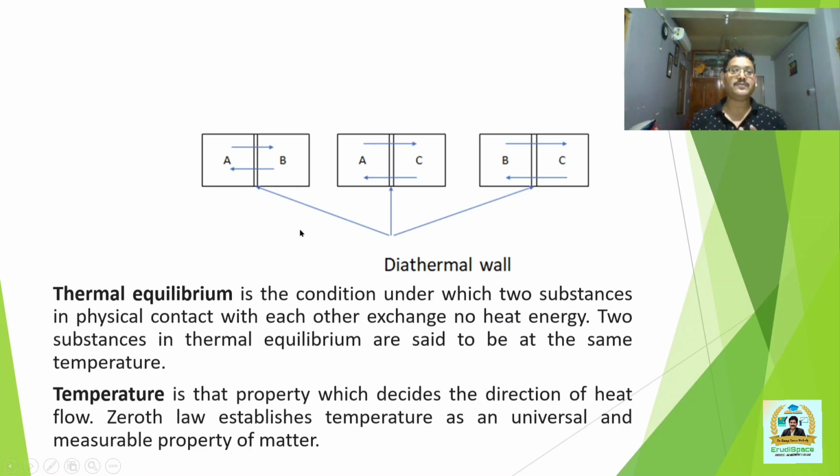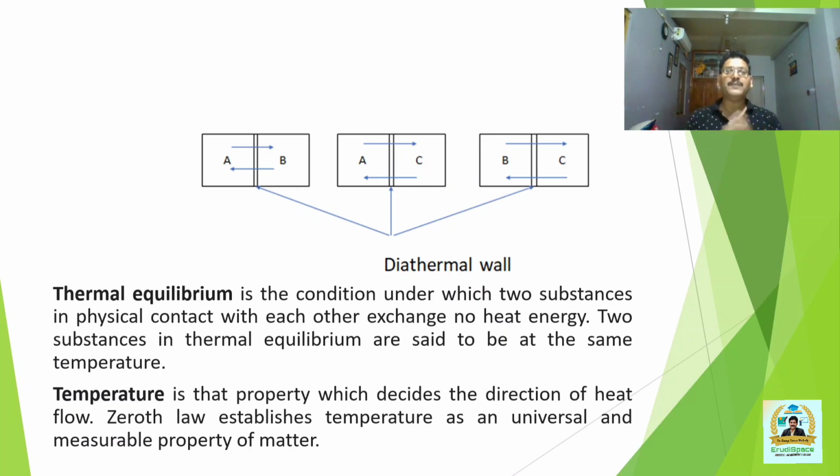Now, what is thermal equilibrium? Thermal equilibrium is the condition under which two substances in physical contact with each other exchange no heat energy. Two substances in thermal equilibrium are said to be at the same temperature. So, as they have the same temperature, they are in thermal equilibrium. Zeroth law explains the basis of temperature measurement.